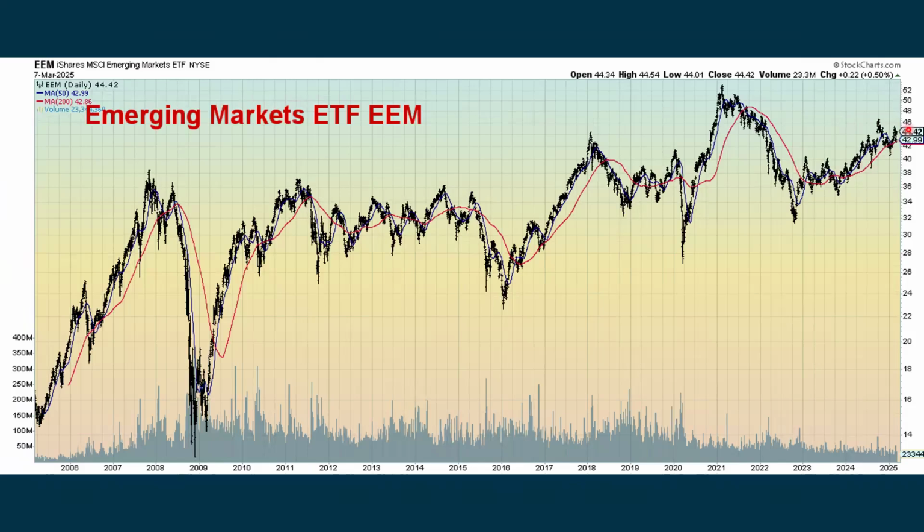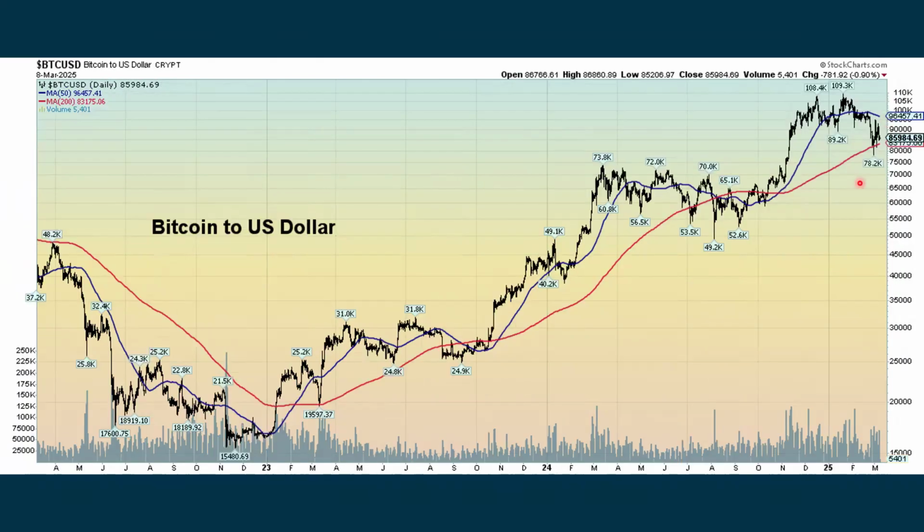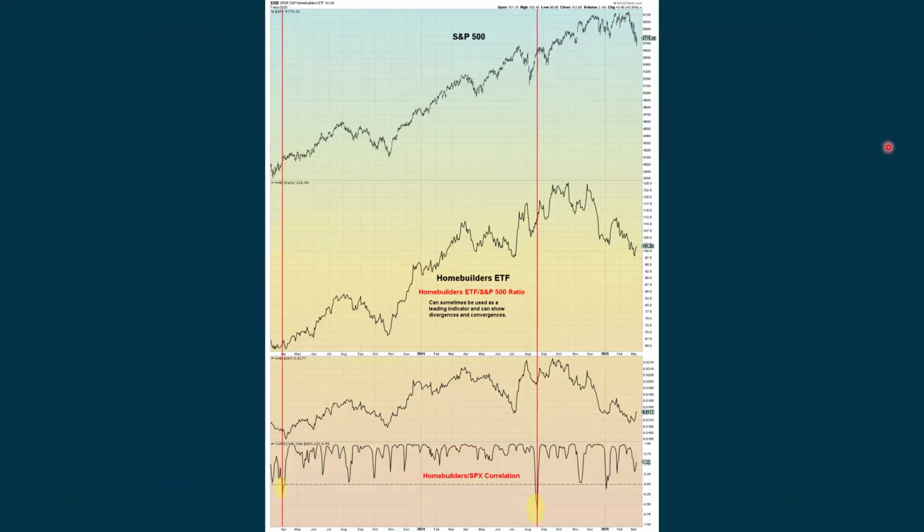Emerging markets are in an uptrend, and this might be attractive to some folks, especially if we see the dollar continue to decline. And then the Japanese Nikkei, it's just been chopping around here, but it's also been under some weakness lately. Bitcoin, which cannot seem to stay above 100,000, is actually coming down and testing its 200-day moving average.